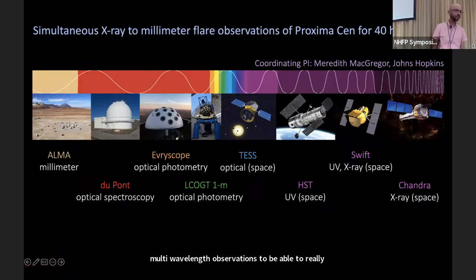The detection of the first millimeter flare from another star, Proxima Centauri, ultimately led to a simultaneous 40-hour multi-wavelength campaign from X-ray to millimeter wavelengths. I show each of the contributing observatories and wavelengths below, all the way from ALMA in the millimeter to Chandra in the X-ray. I wish I had time to talk about all of the amazing science coming out of this campaign, but I only have 12 minutes, so I'll just show one result.